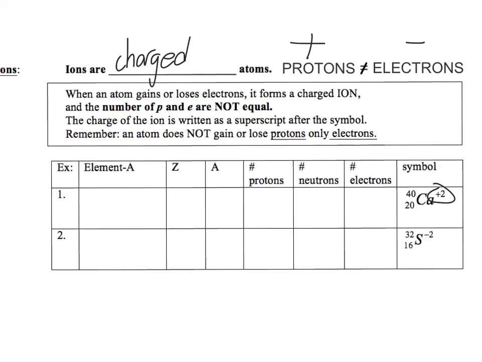Other than that, the rest of the table is filled out exactly the same. Our mass number is still this top number right there. Our atomic number is still that bottom number. So I know that I have an atomic number of 20, a mass number of 40. My atomic number is still my number of protons. That will always be true. So that's still 20 protons. Since my mass number is 40 and my atomic number is 20, if I take the difference, 40 minus 20 gives me 20 neutrons.